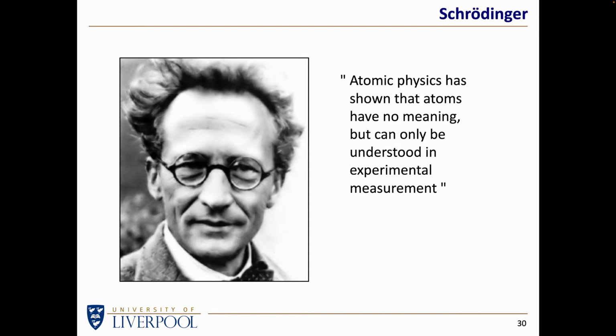Schrödinger said atomic physics has shown that atoms have no meaning, but can only be understood in experimental measurement. What he meant by that was quantum mechanics is a theory, it's a construct which allows you to calculate essentially anything you like. In other words, if I've got a cloud of hydrogen up in space and I excite it by giving it energy, what colours are going to come out of that cloud? Quantum mechanics will tell us if you excite atoms or molecules of hydrogen, the electrons will behave in this way and you will get light of this wavelength, or this colour if you like, coming out.